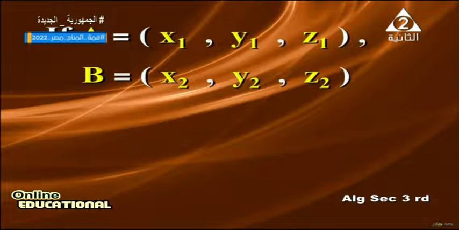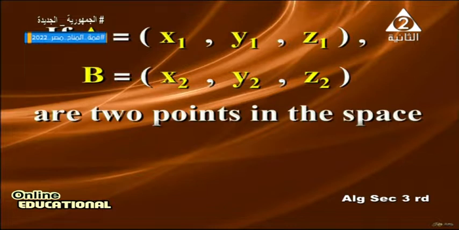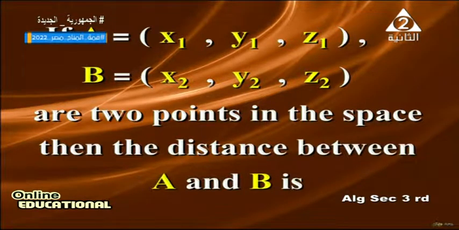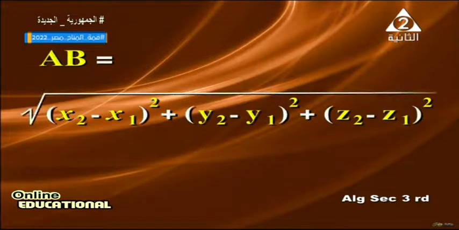The distance between two points, this rule. If we have point A (x1, y1, z1) and point B (x2, y2, z2) in 3 dimensions, what is the distance between them, or what is the length AB? We use the distance: AB equals the square root of (x2 minus x1) squared plus (y2 minus y1) squared plus (z2 minus z1) squared.